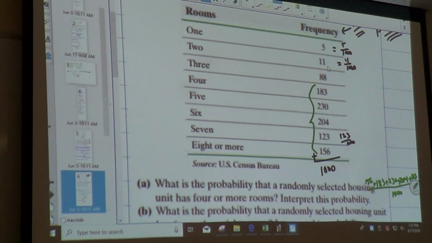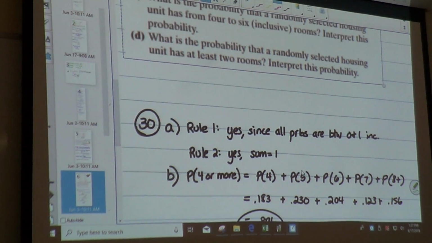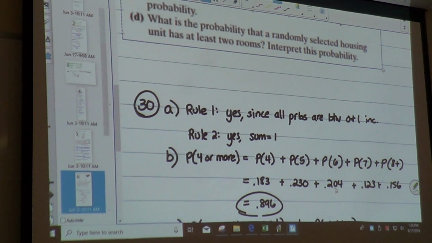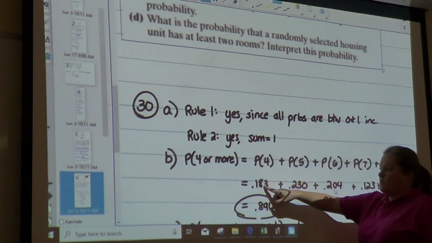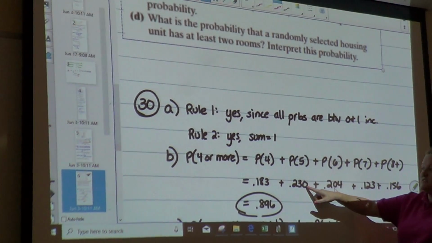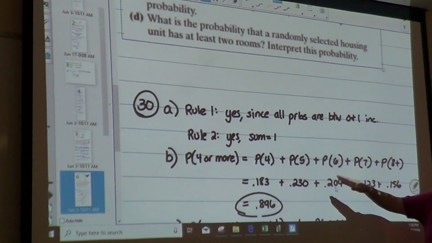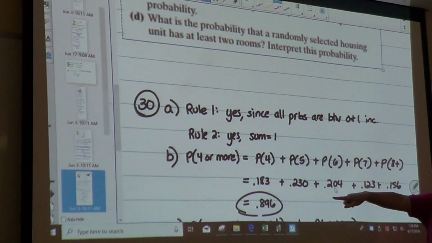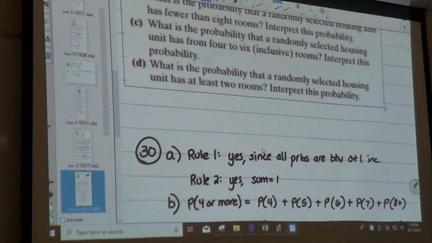And I have the answer written prettier. Right here. And what I did is wrote them individually. The 183 over 1,000 is 0.183. 230 over 1,000 is 0.230. 204 over 1,000 is 0.204. So I just wrote them individually and added them up. Cool? All right.